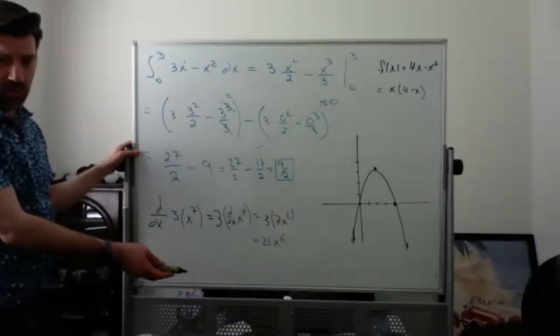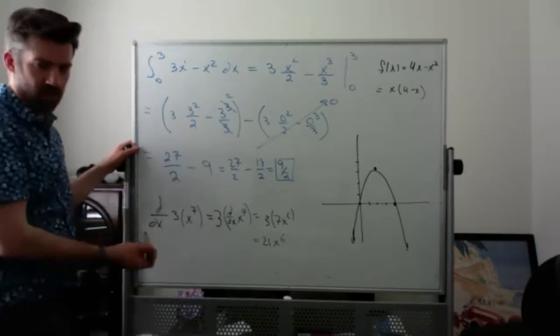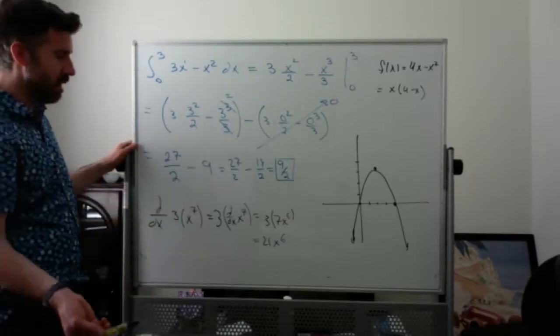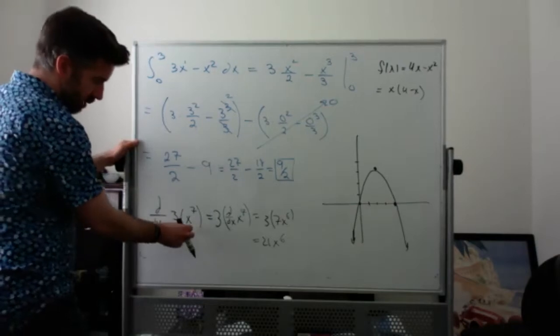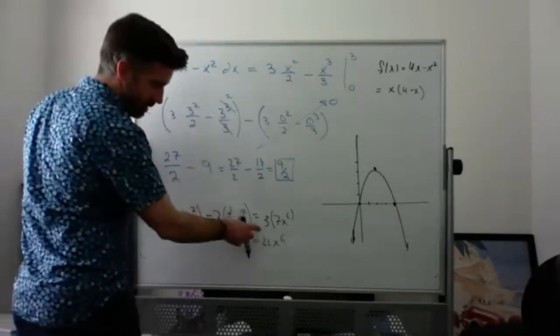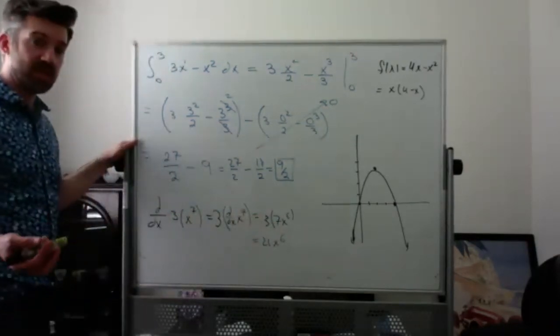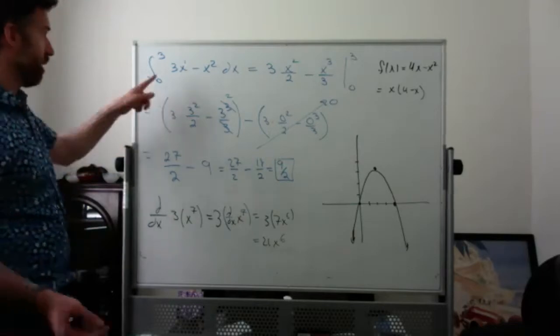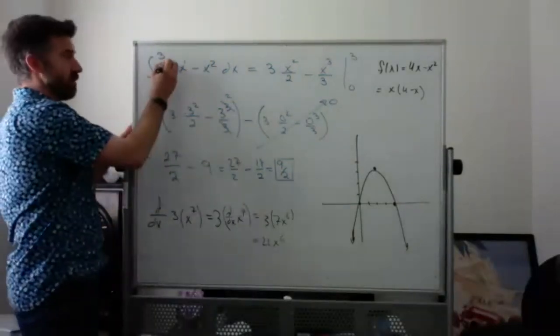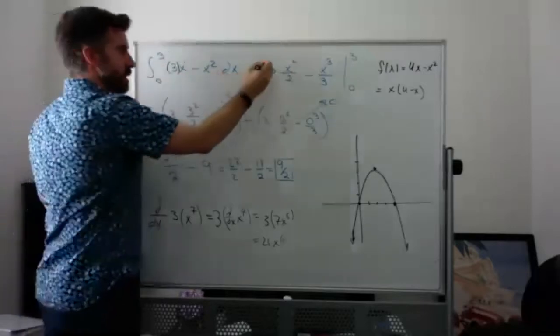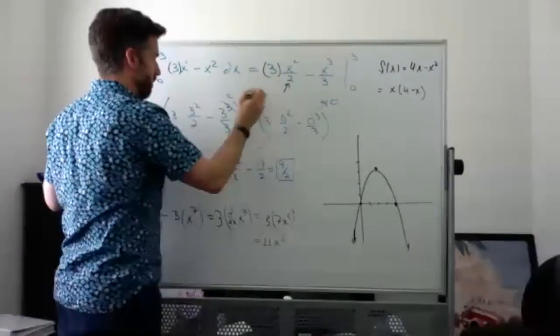Now, we never show all that work, right? We just say, oh yeah, the 7 comes down, it multiplies the 3, you get 21x to the 6th. But the point I'm trying to make here is that just like when you differentiate a constant times a function and you get the constant times the derivative, the same thing is true when you antidifferentiate a constant times a function. The antiderivative of a constant times a function is the constant times the antiderivative.